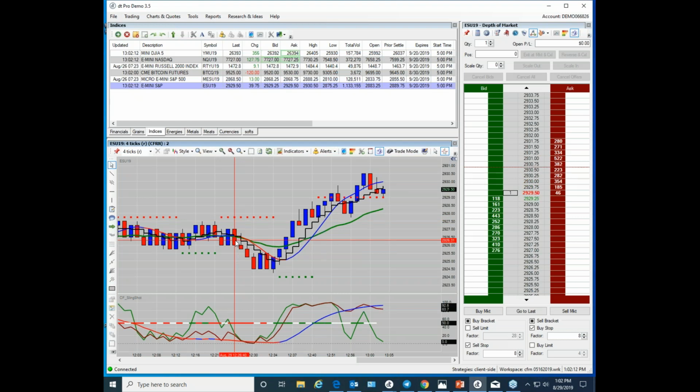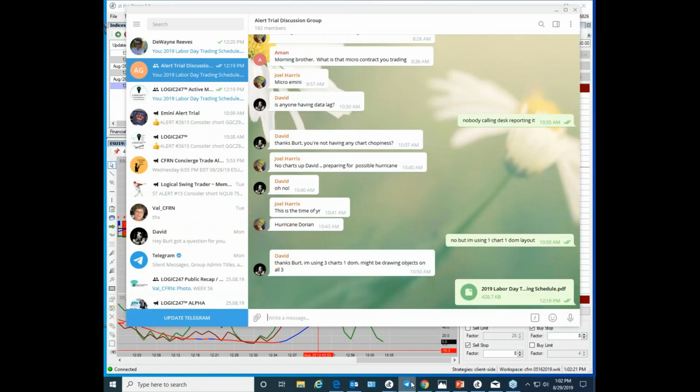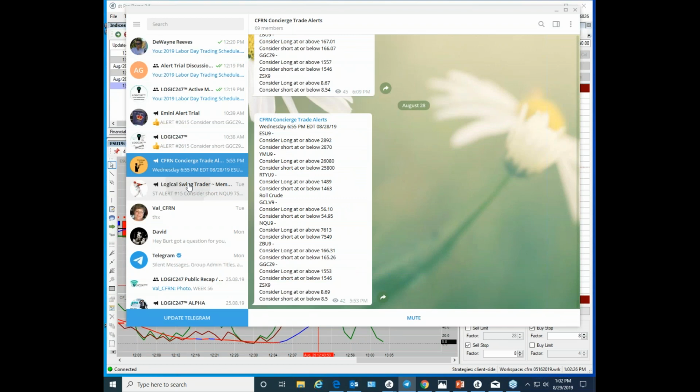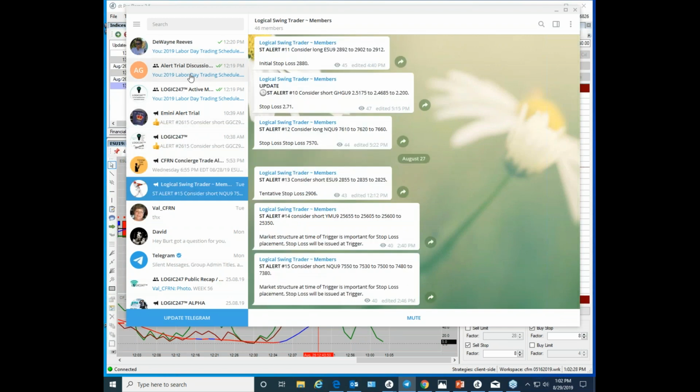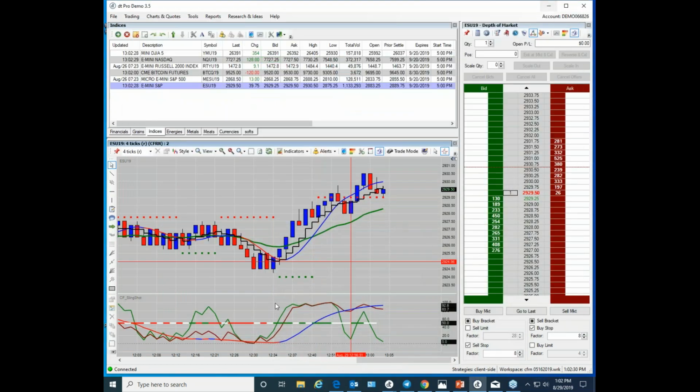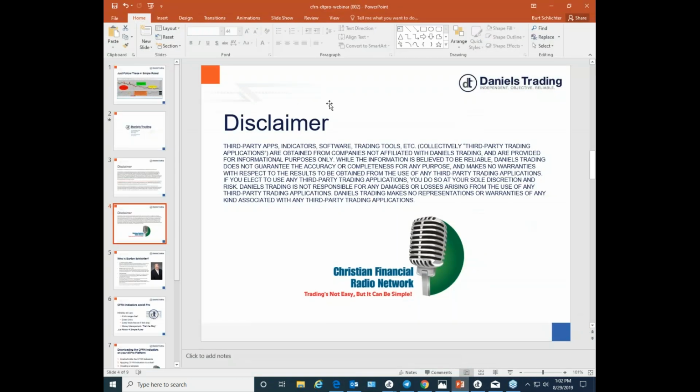If you decide, hey, I'm going to be a member, you decide to go that path, the money that exchanges back and forth is between you and CFRN. It doesn't go through me, it's between you and them. Anything on their website, their videos, the Logic 247, concierge trade alerts, the swing trades, all that stuff. If you have trouble on their website, you can reach out to them directly. Okay, so there is a line in between the two of us. So I had to make that clear.